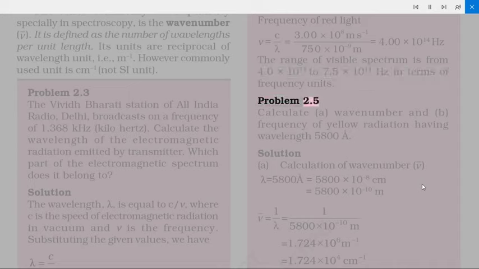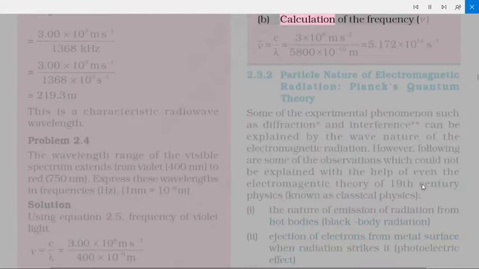Problem 2.5. Calculate a. wave number and b. frequency of yellow radiation having wavelength 5800 Å. Solution A. Calculation of wave number: lambda is equal to 5800 Å, which is equal to 5800 times 10⁻⁸ cm, which is equal to 5800 times 10⁻¹⁰ m. B. Calculation of the frequency nu.